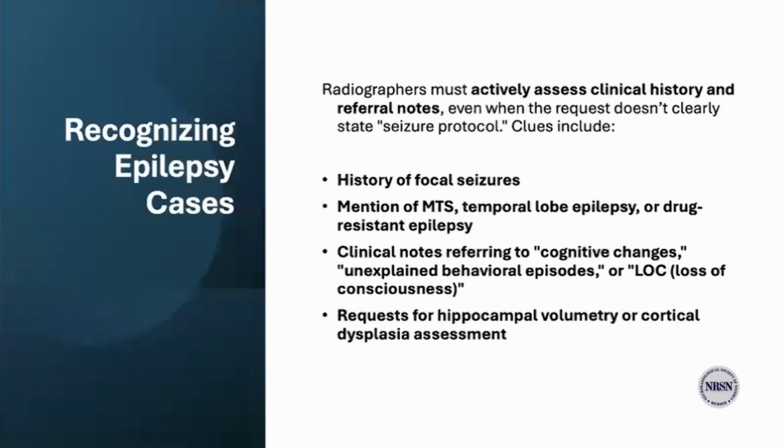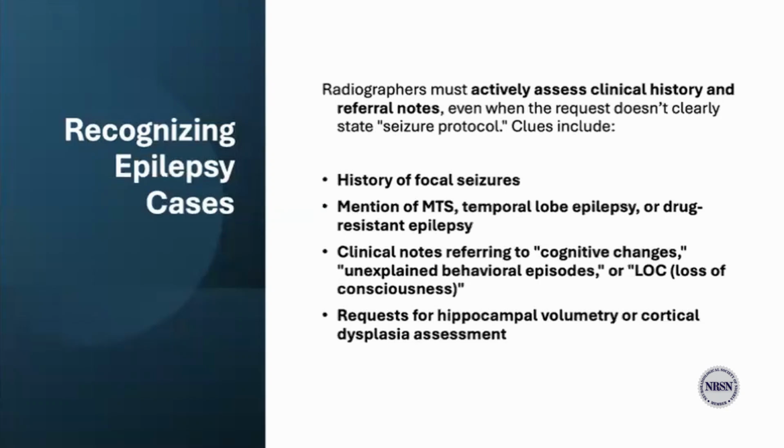Again, pay attention to the more subtle phrases in the notes, like cognitive changes, unexplained behavioral episodes, or loss of consciousness. And these will also depend on the age of the patient, because with something like cognitive changes in an older patient, we would probably opt to do a different protocol as opposed to a seizure protocol. So these could all point to a seizure-related pathology, all those small, subtle phrases.